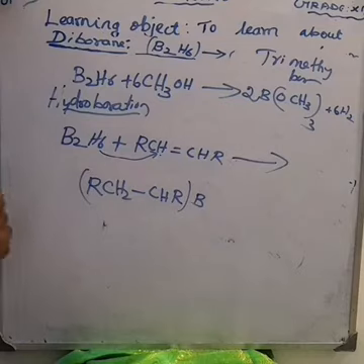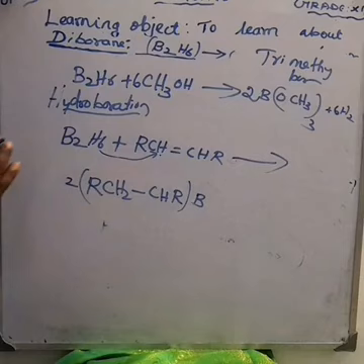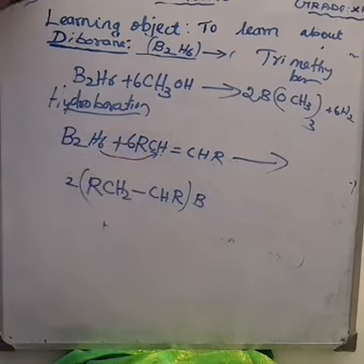How many boron atoms are there? 2 boron, so make it 2 here. Now count the number of hydrogens. How many hydrogens are there? Here there are 6 hydrogens.